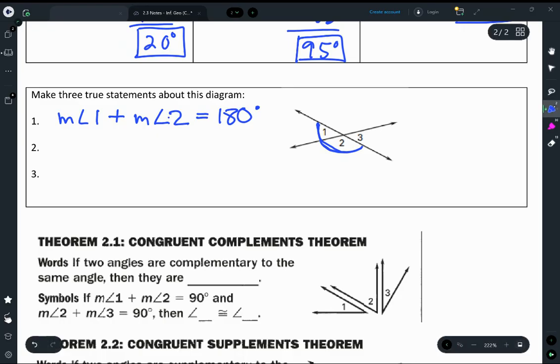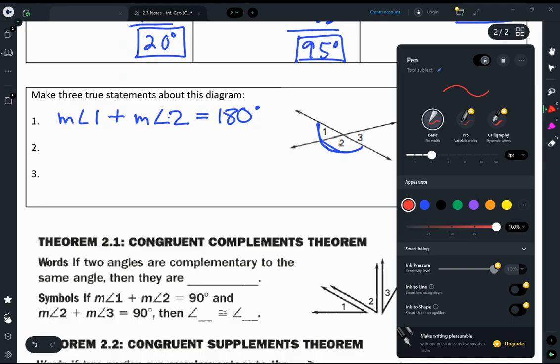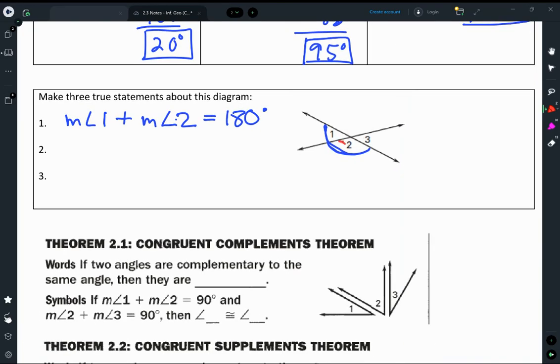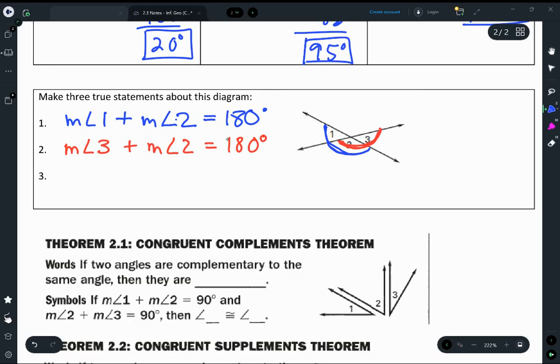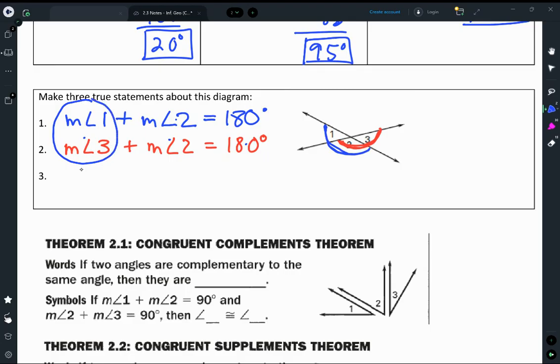And we could do something similar with angle 2 and 3, couldn't we? I could look at angle 2 and 3, and I could show the same thing. That's another straight line. And I'm going to write measure of angle 3 first, plus measure of angle 2 is also 180 degrees. Now I need you to notice that in both cases, we have an angle, we're adding it to angle 2, and it's equal to 180. So the only way for this to be true is for those two angles, angle 1 and angle 3, to be equal to each other.